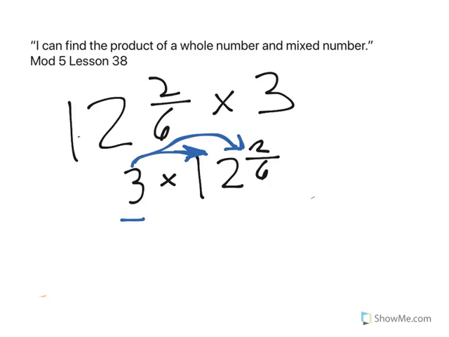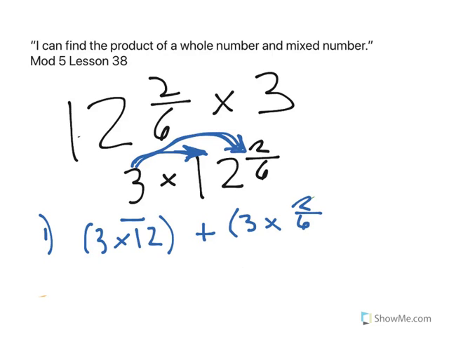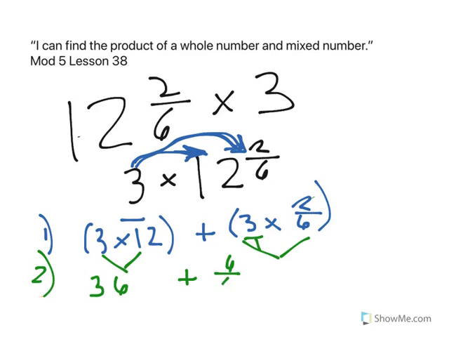All right, so let's show that. First step, 3 times 12 plus the second part, 3 times, let's look, I'm distributing it to the fraction now, 2/6. Okay, second step is I start solving what's inside of the parentheses. 3 times 12 is going to be, if I skip count in my head, 12, 24, 36. Plus, now solve what's inside of this parentheses. I can put that over 1 to make it easy. 3 times 2 is 6. Ooh, over 6. That already equals 1 right there.